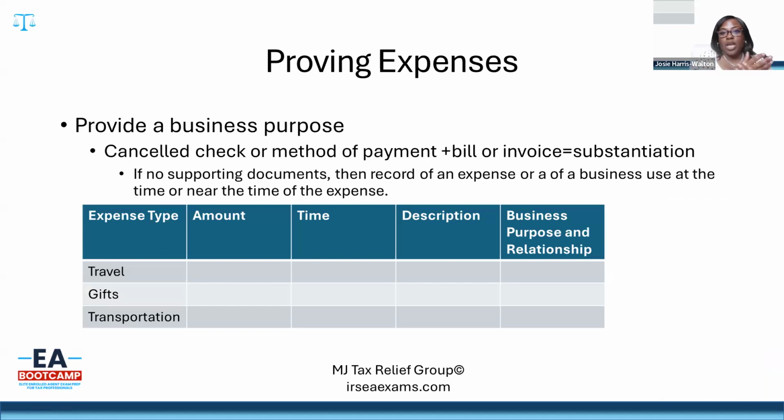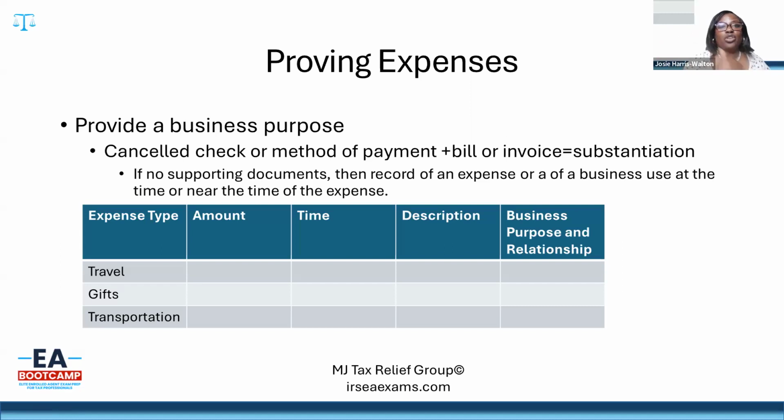Proving expenses. Like I said here, canceled checks or method of payment plus bills or invoices equals substantiation. If you don't have supporting documents, well, they have to have supporting documents. But what they need to do is this: you need the method of payment, because most of the time you can find the method of payment on your checking account. But what about if you don't have an invoice?